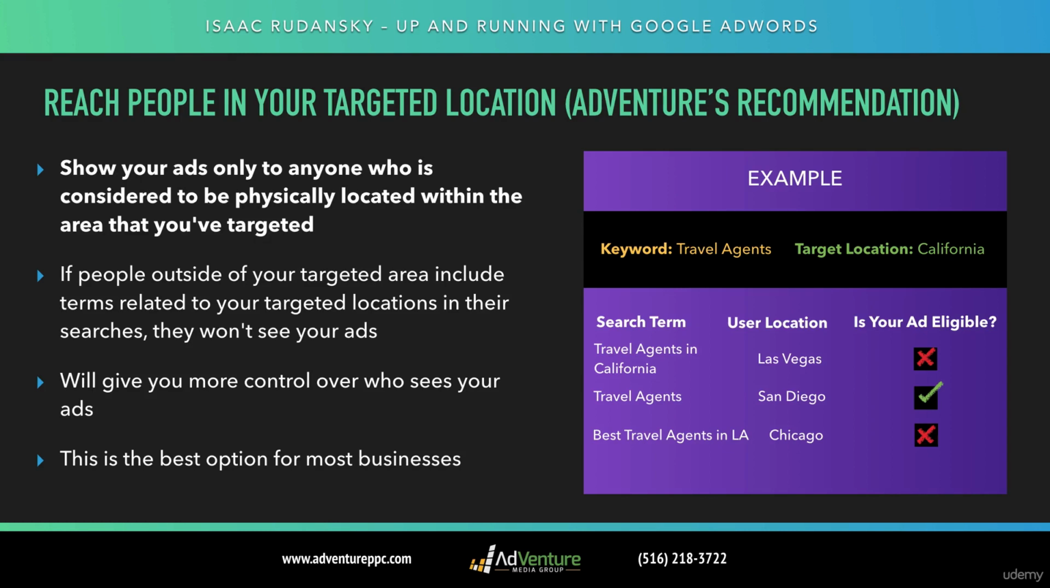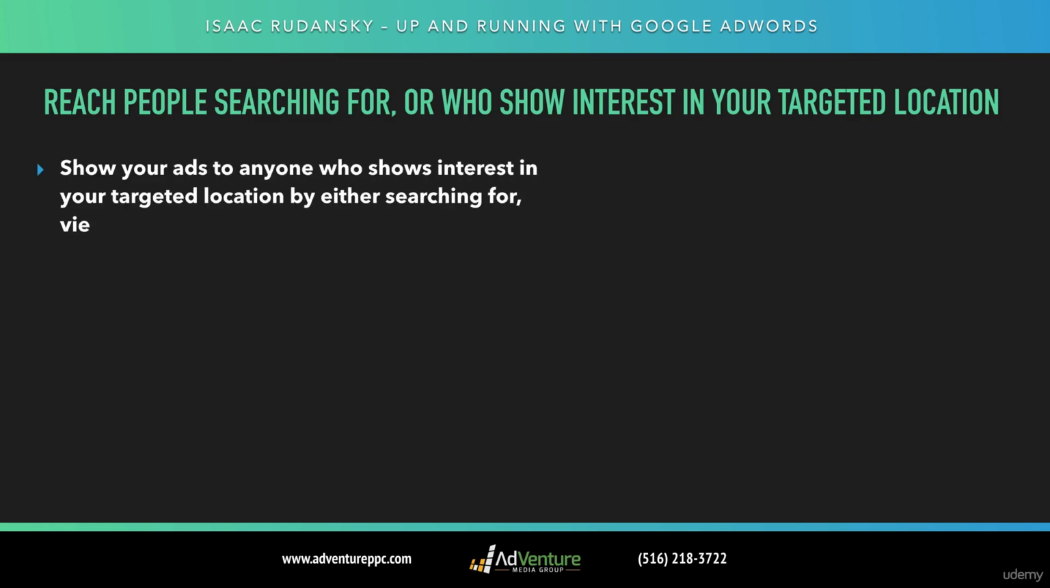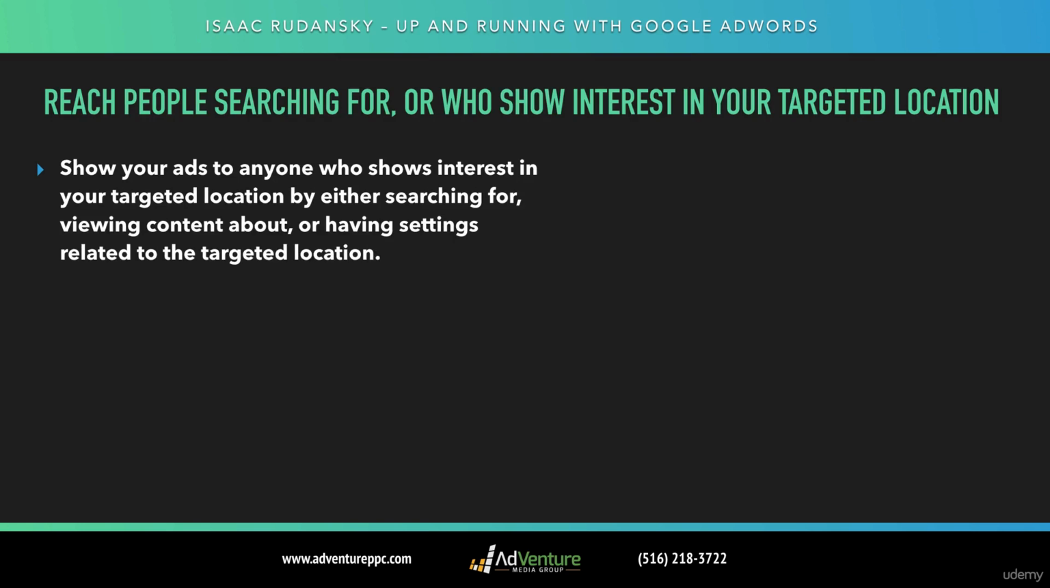The third and final option under targeting advanced settings is reaching people searching for or showing interest in your targeted location. And this is quite an interesting option. In this option, you're showing ads to anyone who shows interest in your targeted location by either searching for, viewing content about, or having settings in their browser, in their Google Chrome browser or their Android phone settings related to your targeted location. So it's very vague. This is the information that Google provides. And it's an interesting option for certain types of businesses, but largely it's not going to be used very often.